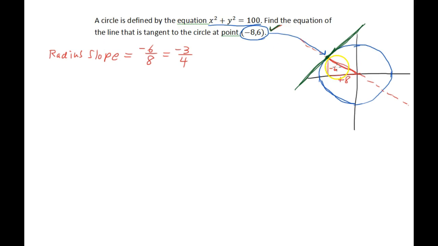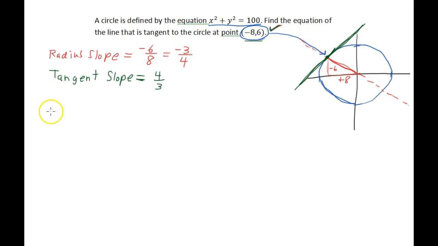Okay, let's look at the tangent line. The tangent line will be perpendicular to the radius, so the tangent slope will be the opposite reciprocal of the radius slope. So instead of -3/4, the tangent slope is the opposite sign, so positive, and flip it over. So the opposite reciprocal, or negative reciprocal. Okay, we have a tangent slope, and the negative of a negative is a positive.